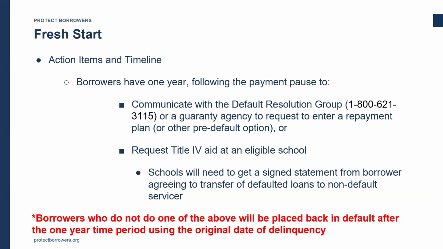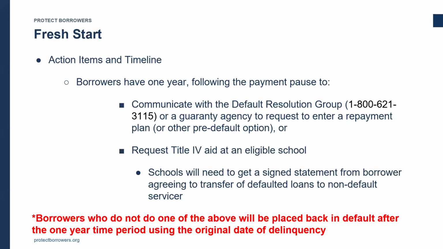Generally, borrowers with direct loans in default should call the Default Resolution Group, while those with commercial FFELP loans should call a guarantee agency. The number to call the Default Resolution Group is 1-800-621-3115. When a borrower contacts the correct entity, they can either request to be placed in a repayment plan, or they could request financial aid from an eligible school.